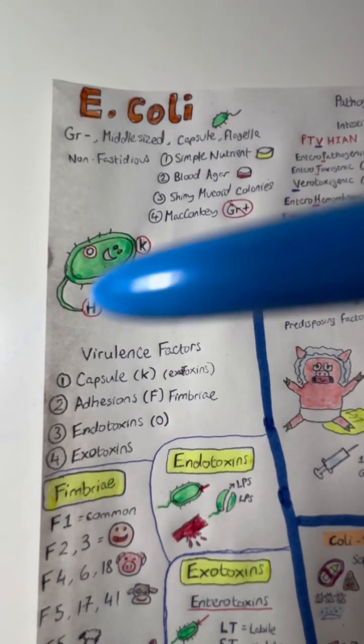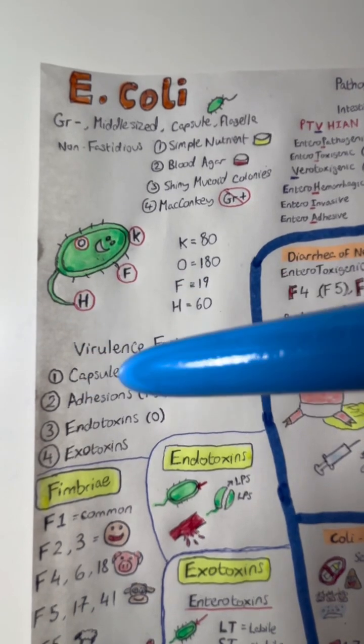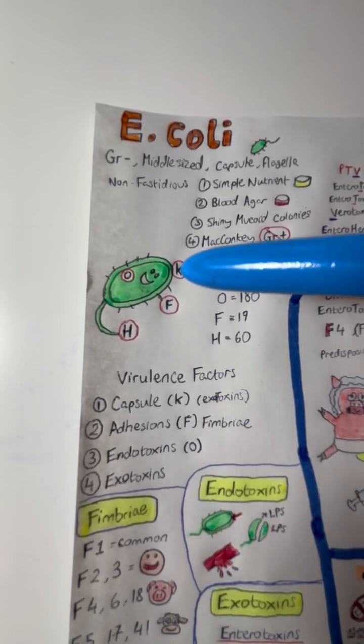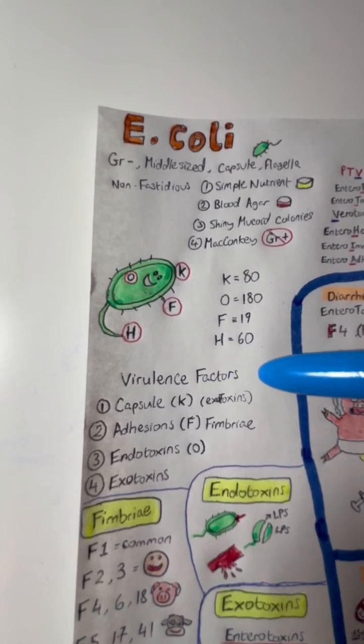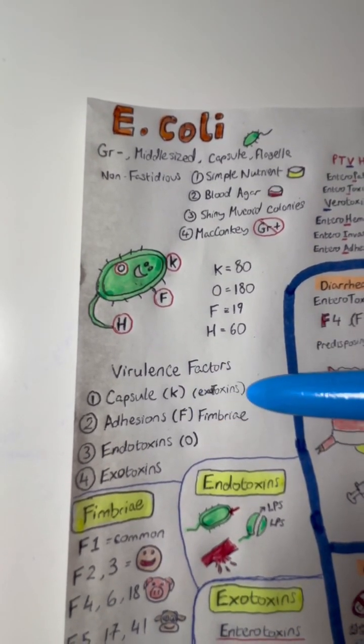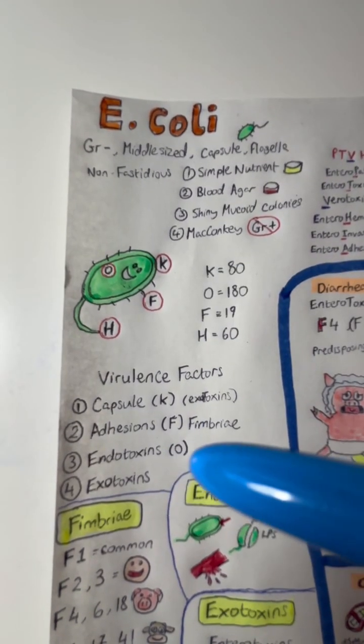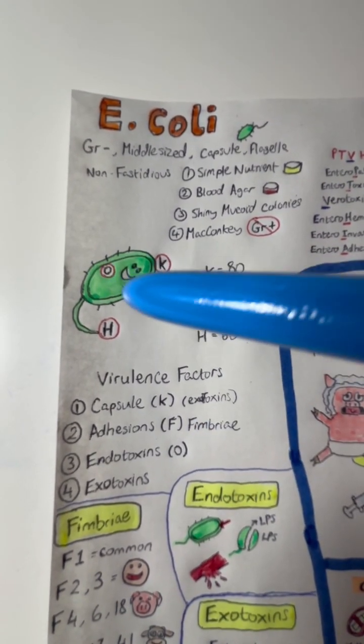For E. coli, the virulence factors are the capsule, the adhesions, the endotoxins, and the exotoxins. The capsule has K antigens. These are the exotoxins. The adhesions are the fimbriae, the F antigens. They adhere to the intestinal mucosa. And the endotoxins are the O antigens on the cell wall.